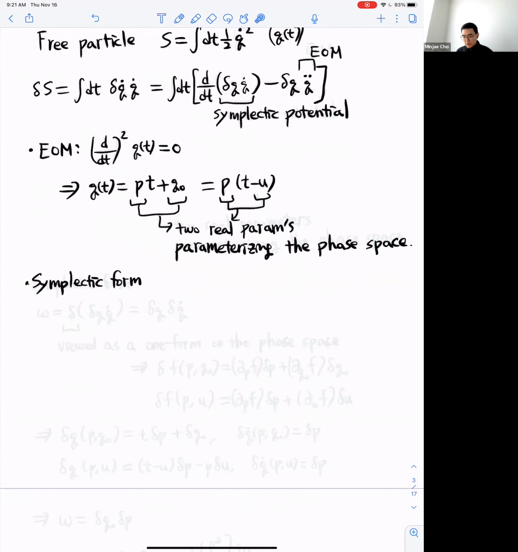So the symplectic form is the place where a conceptual leap happens. Originally, when we were varying the action, this delta was really thought of as a variation. But now, when we consider this symplectic potential, we are going to consider this delta as an exterior derivative acting on the phase space. And that makes sense. If delta acts on Q, and we confine to Q's given by the solutions, then it's natural to consider this delta as acting on the parameters P, Q naught, and U, which parameterize the phase space.